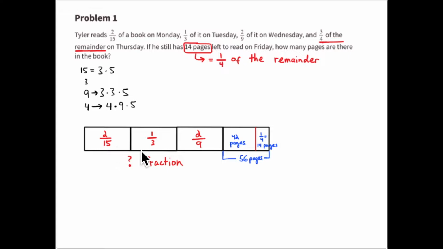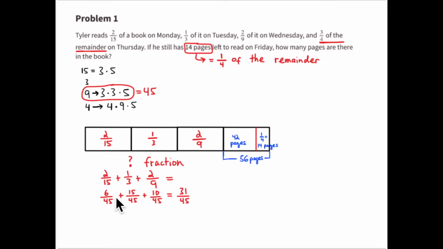So 2/15 plus 1/3 plus 2/9. You can change all of these to 45ths. So 2/15 plus 1/3 plus 2/9 equals, this is 6/45, 3 times 15, 3 times 2 is 6. 3 times 15, 1 times 15 is 15. 5 times 9, 2 times 5 is 10. So these add up to be 31/45.